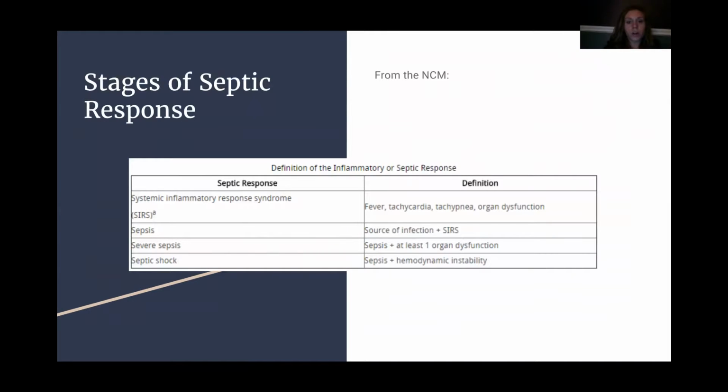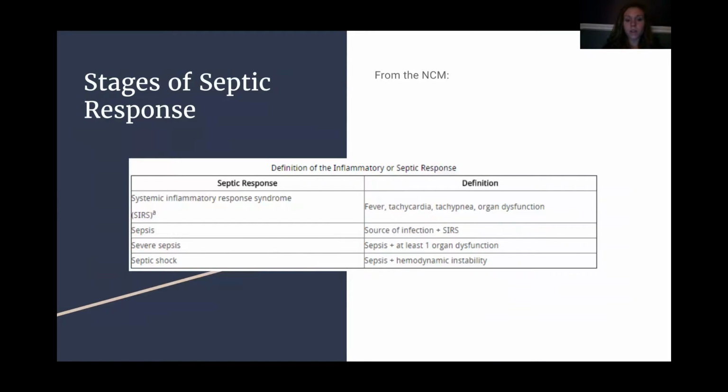So here's just a chart from the Nutrition Care Manual that shows the stages of septic response. The first stage is the systemic inflammatory response syndrome, SIRS. And so the definition of this would be fever, tachycardia, tachypnea, and organ dysfunction. So then the next stage is sepsis. So this occurs when SIRS is present, but also a source of infection has been identified.